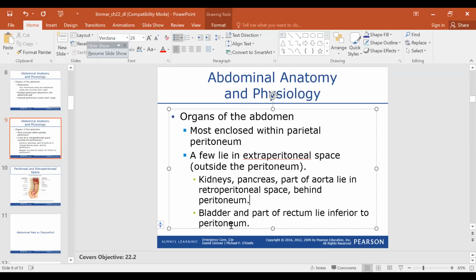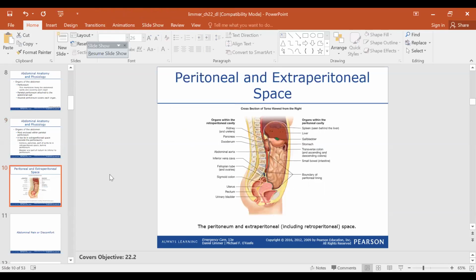All right, go ahead and keep moving on. So it's a different angle. Shows you where everything's at. Again, solid organs are on the top. Hollow organs are on the bottom for the most part.